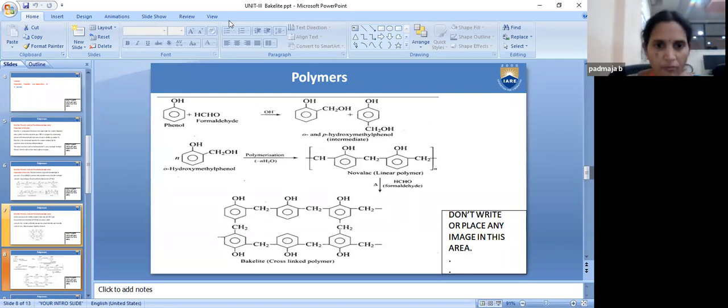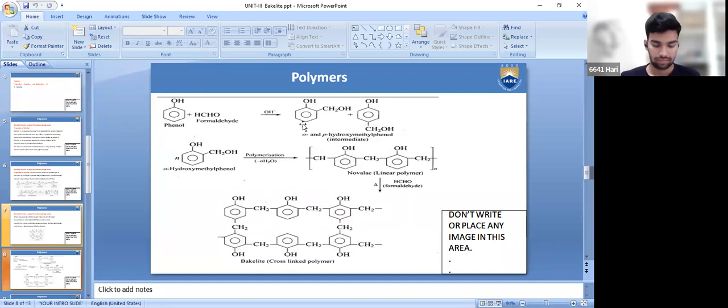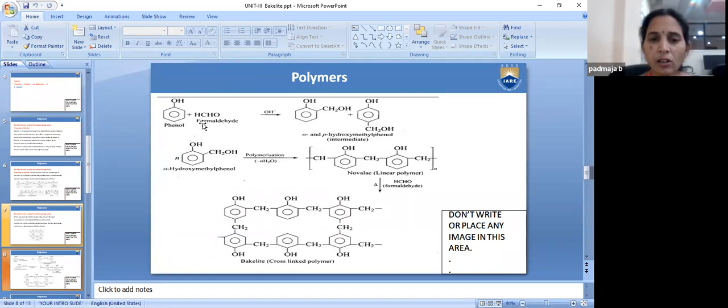Okay, so for preparation, this is step 1. We are taking phenol and formaldehyde and using a catalyst, either base or acidic. In step 1 we get ortho hydroxymethylol phenol and para hydroxymethylol phenol. When we react these two, we get ortho and para hydroxymethylol phenol.